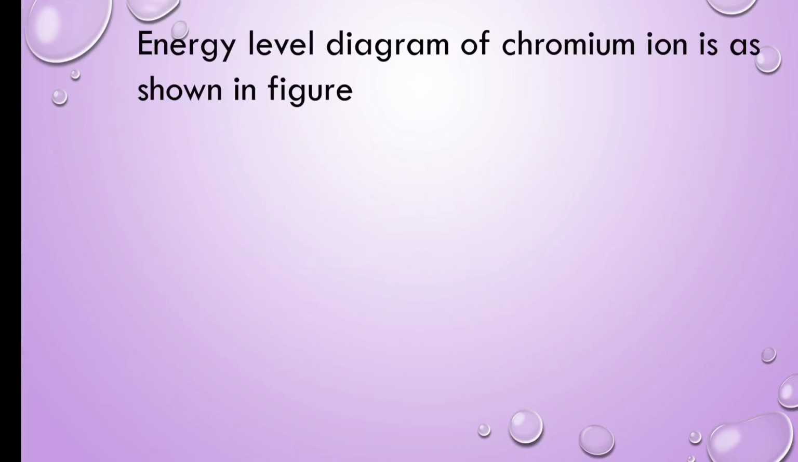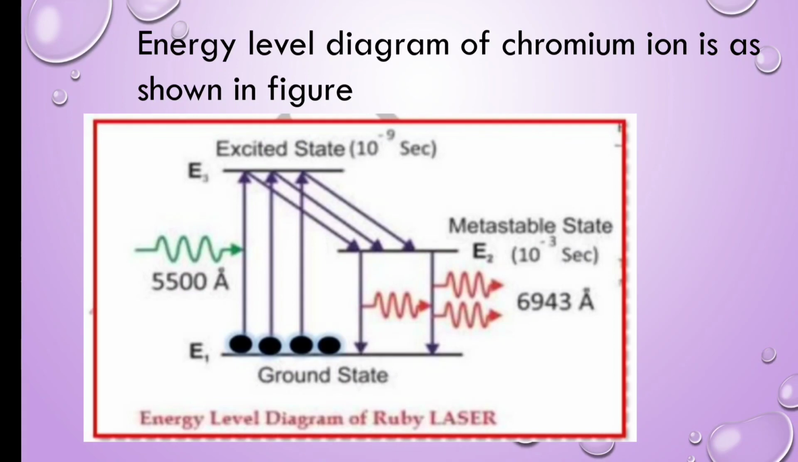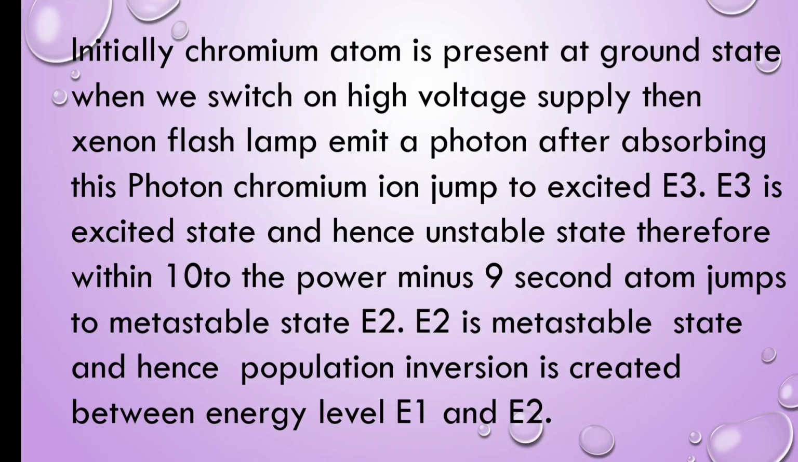This is the diagram of energy levels of chromium ion. Initially, the chromium atom is present at ground state. When we switch on the high voltage supply, the xenon flash lamp emits a photon. After absorbing this photon, the chromium ion jumps to excited state E3. E3 is an excited state and hence an unstable state. Therefore, within 10 to the power minus 9 second, atoms jump to metastable state E2. E2 is a metastable state and hence population inversion is created between energy levels E1 and E2.